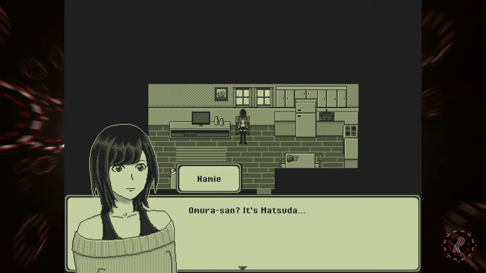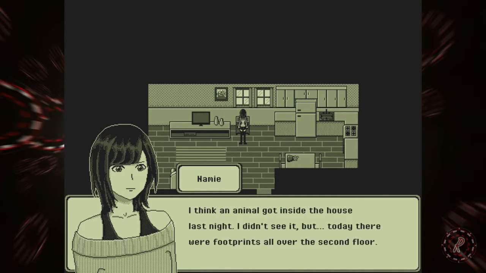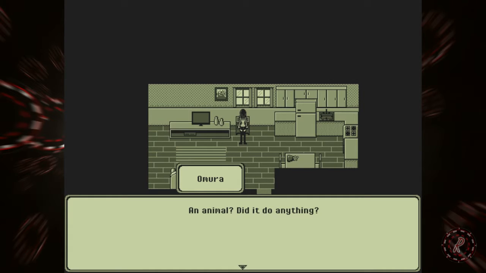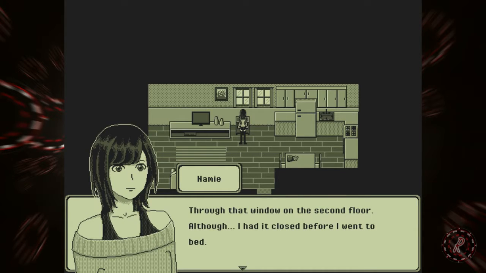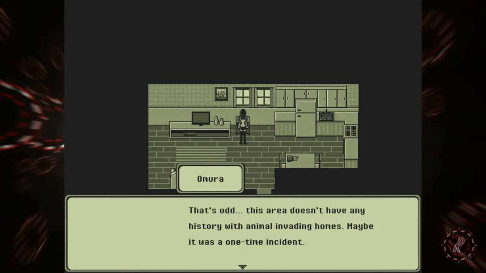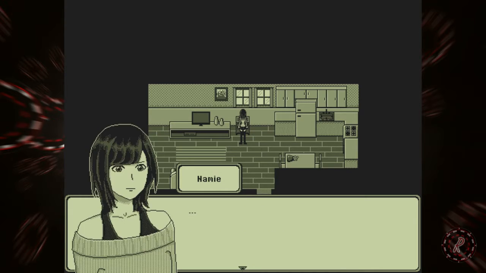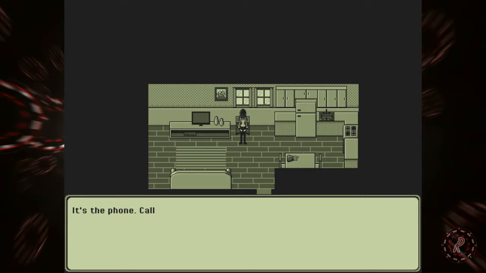Furukawa Housing, Omura speaking. Omura-san, it's Masuda. Yes, how can I help you? Something happened yesterday. I think an animal got inside the house last night. I didn't see it, but today there were footprints all over the second floor. An animal? Did it do anything? Not really. How did it get in? Through that window on the second floor, although I had it closed before I went to bed. That's odd. This area doesn't have any history with animals invading homes. Maybe it was a one-time incident. But just to be safe, be sure to lock everything up tonight, all right? Yeah. Thanks for the help.